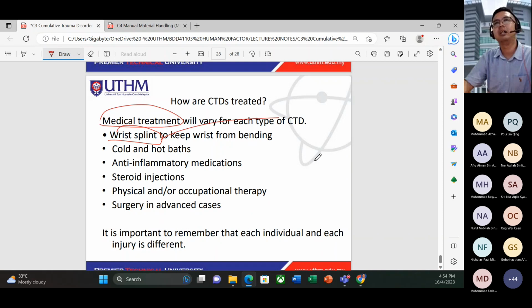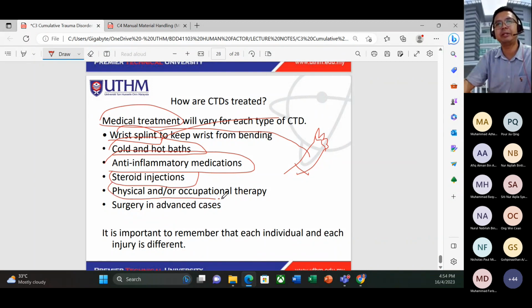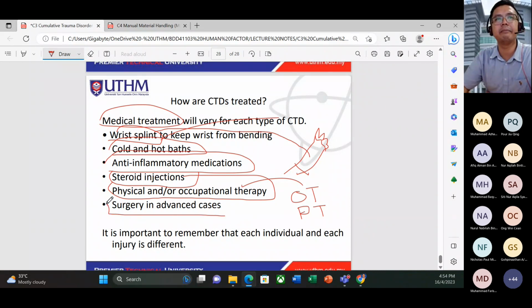What is a wrist splint? This is our hand here. We also have the splint here. It is like a glove, or a splint to keep the wrist from bending. Cold and hot baths, anti-inflammatory medication, steroid injections, physical and occupational therapy. Occupational therapy, OT, or physical therapy, PT. And surgery is for advanced cases, and is not recommended otherwise.